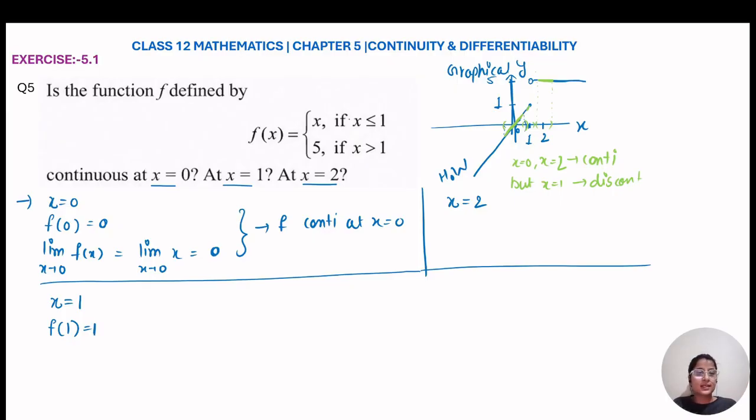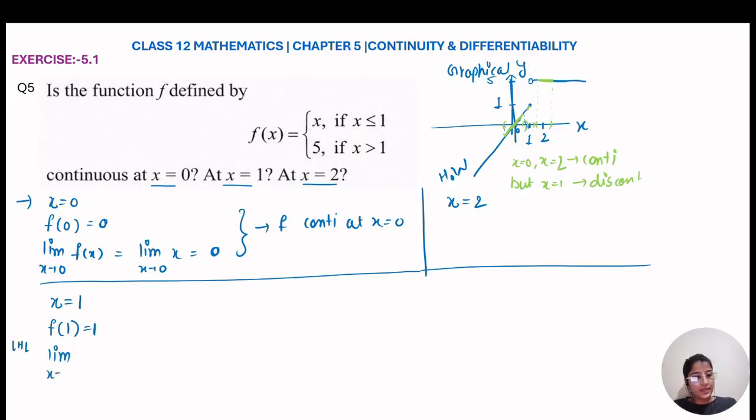Like before 1, it is taking some function value, and after 1, it takes another function value, that is 5. So whenever there is a splitting of the function, as you know from limits, you always find the left hand limit and right hand limit separately. Okay, so first, what is our left hand limit?